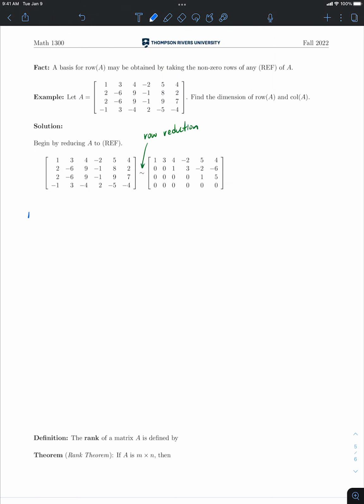Okay, so let me say B, the set containing, so the first vector is 1, 3, 4, -2, 5, 4. Second vector is 0, 0, 1, 3, -2, -2, 6. Oh, that kind of looks like subtraction. This is why I don't really care for writing vectors in row form. But when you're talking about a basis for a row space, it's quite common to write the vectors as row vectors. But if you want to write them as column vectors, I wouldn't fault you for doing it.